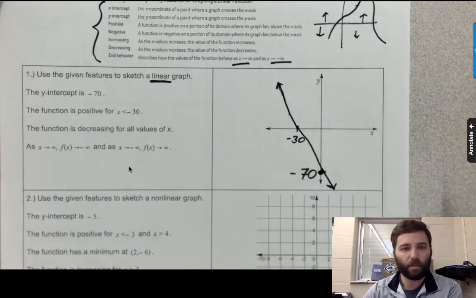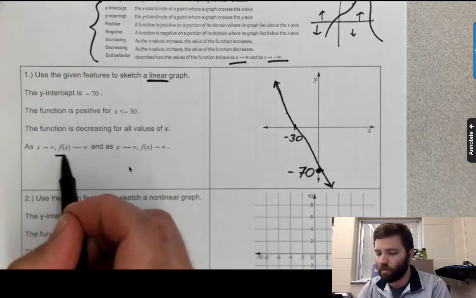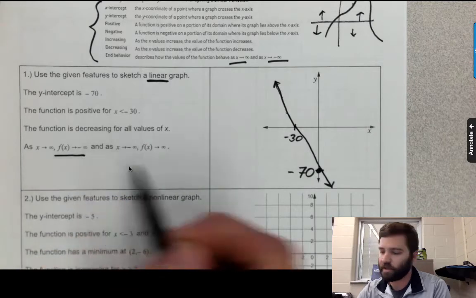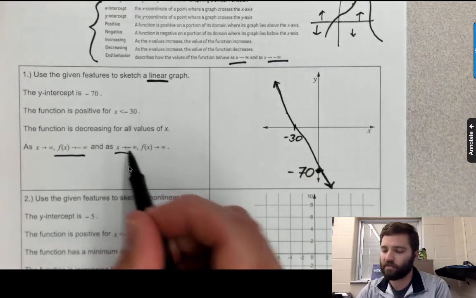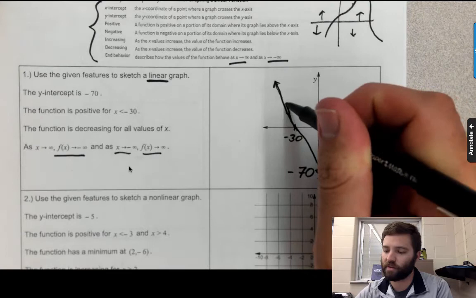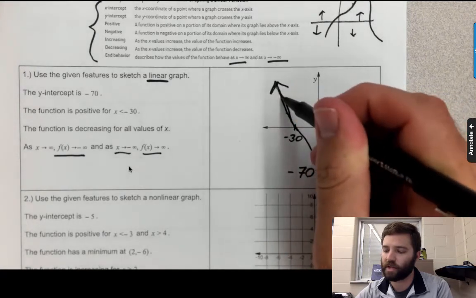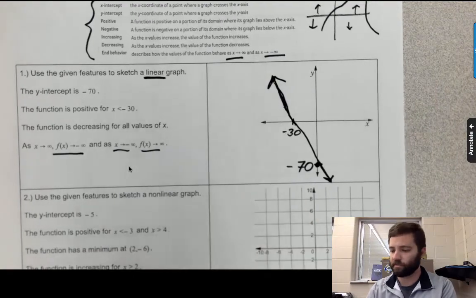Then the last thing it says is check the end behavior. As x approaches positive infinity, f of x approaches negative infinity. That does happen; this is going down as you move to the right. And as x approaches negative infinity, f of x approaches positive infinity. That means as you move to the left, the y values are going up. So that does happen as well. Okay, so that is a sketch of number one.